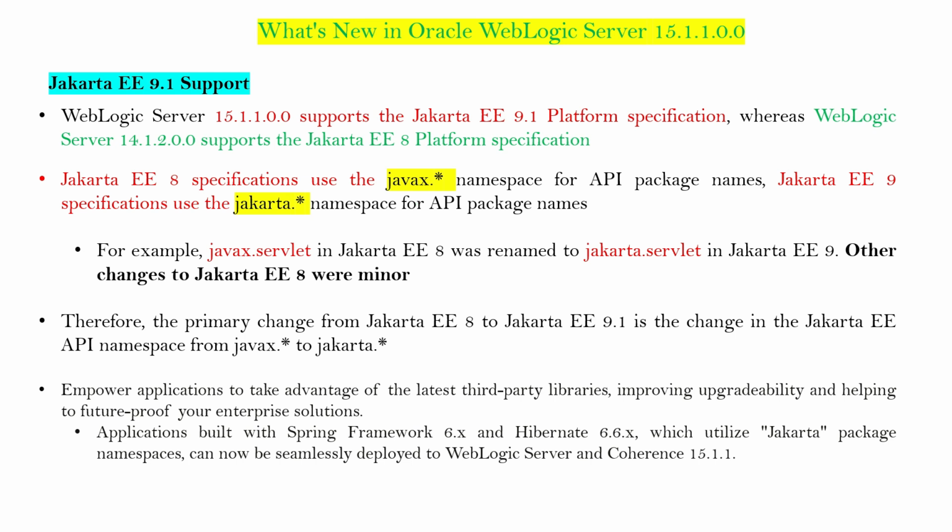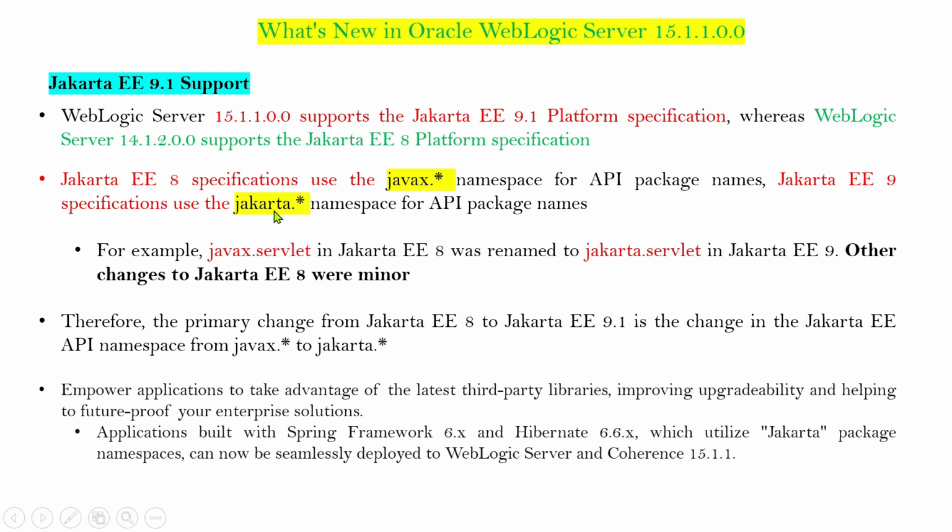And what exactly needs to be changed here? You need to change javax to jakarta. This is one of the major changes you need to make in your code. Everywhere in your class files, wherever you are using the Enterprise Edition API specification packages and calling javax, this needs to be replaced with jakarta. This is the primary change you need to make because your WebLogic now supports Enterprise Edition 9.1.